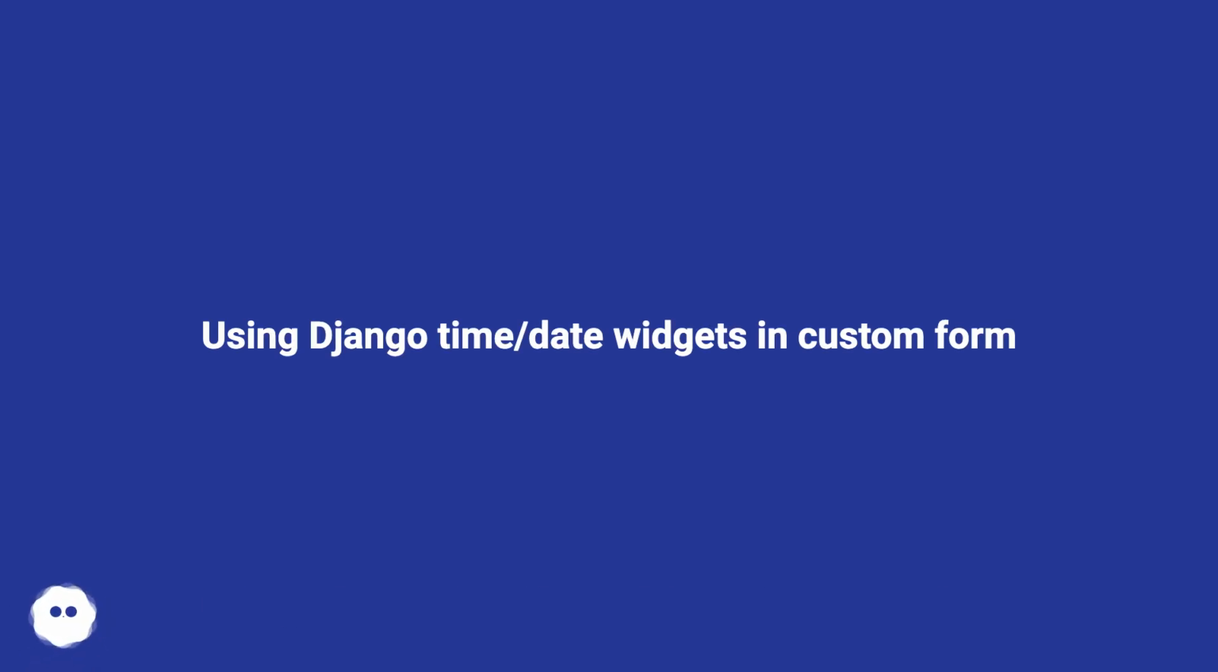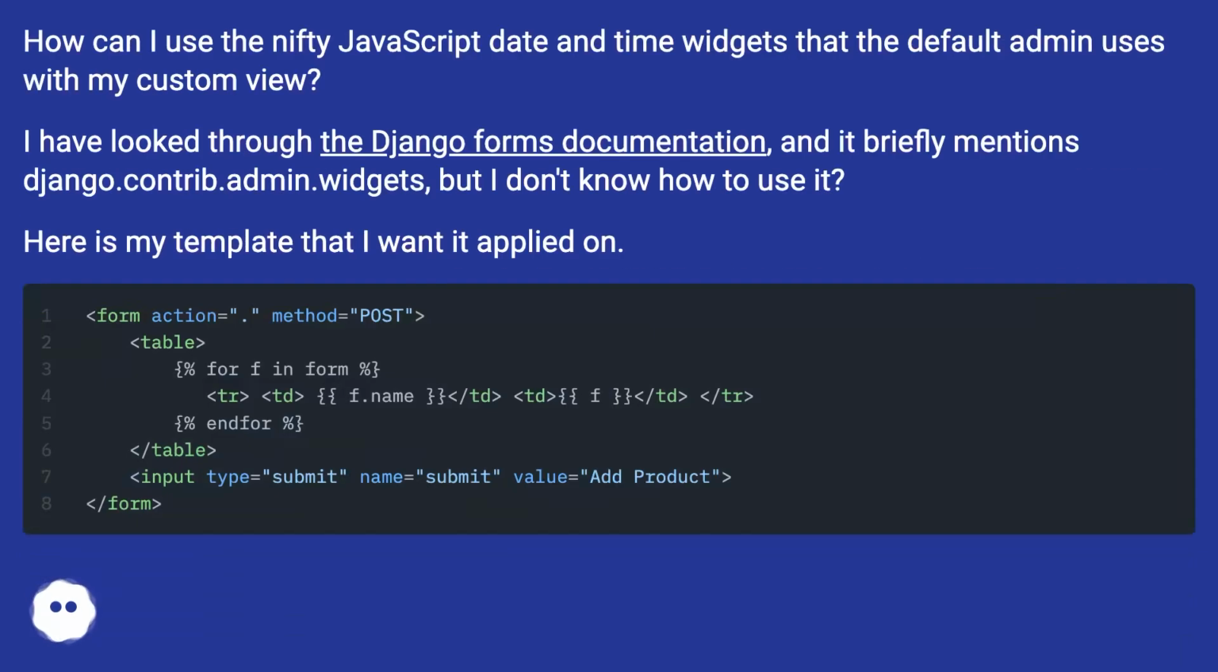Using Django time/date widgets in a custom form. How can I use the nifty JavaScript date and time widgets that the default admin uses with my custom view? I have looked through the Django forms documentation, and it briefly mentions django.contrib.admin.widgets, but I don't know how to use it. Here is my template that I wanted applied on.